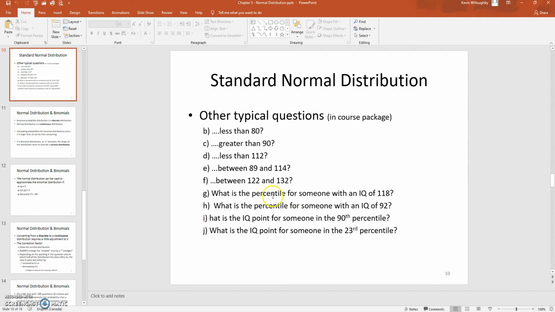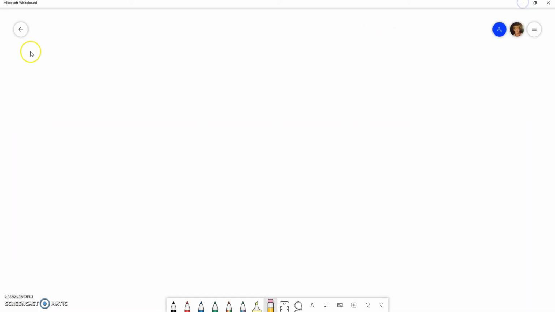F states we want the probability of randomly selecting an individual whose IQ is between 122 and 132. So this is part F, 122 and 132. We're going to draw this out, so let's just write this in here, between 122 and 132.